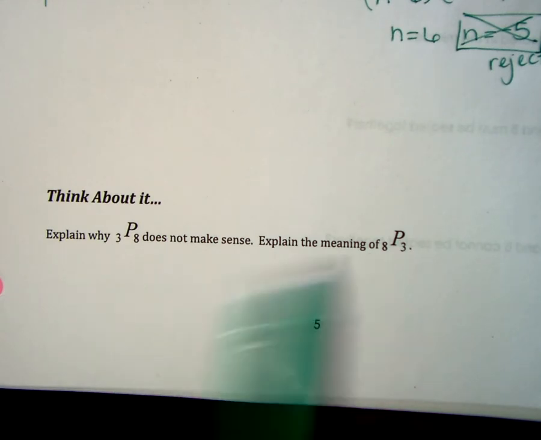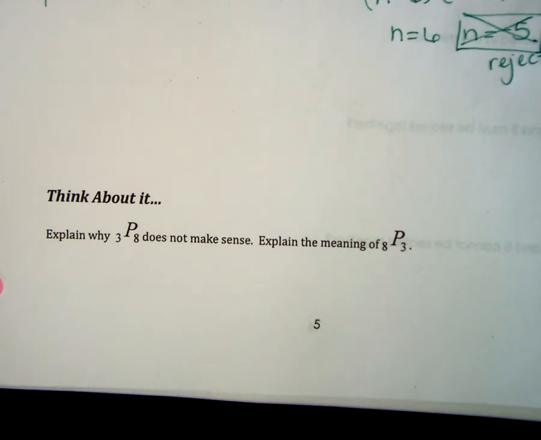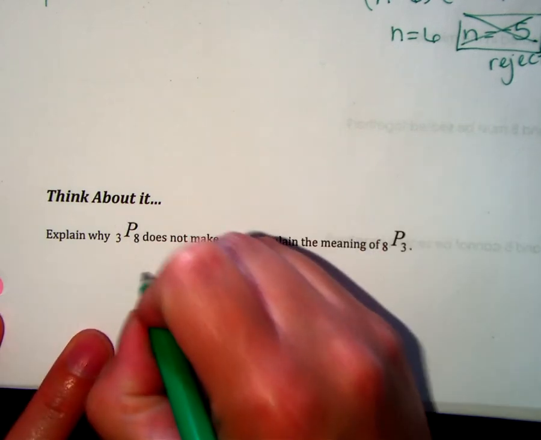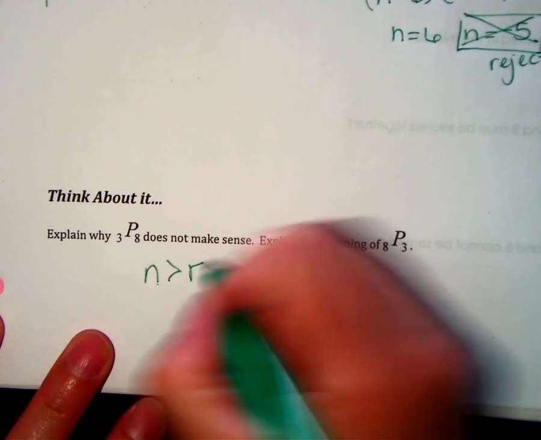Taylor and I just talked about this. Why does 3 choose 8 not make sense? Because you can't have 8 choices from 3 things. Right? n has to be greater than r.